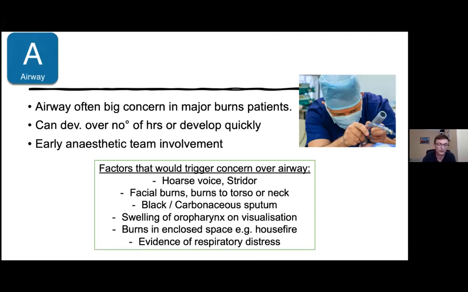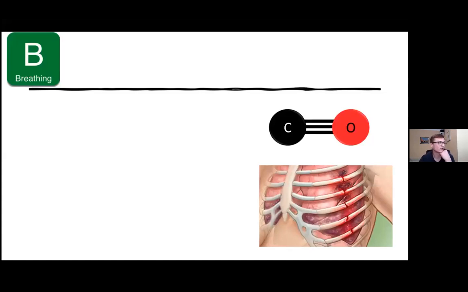So black sputum from the carbon deposits from the soot, swelling of the oropharynx on quick visualization, sustained burns from being enclosed in a space such as a house fire, and if there's any evidence of respiratory distress. So that was really good. Cool, now moving on to B.